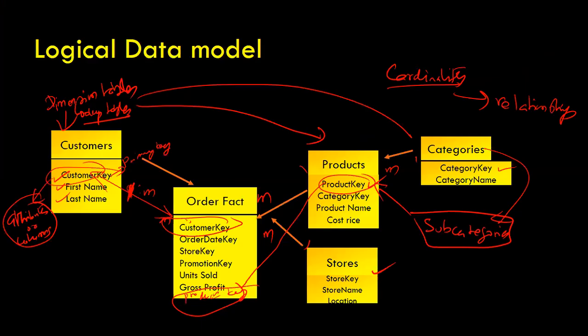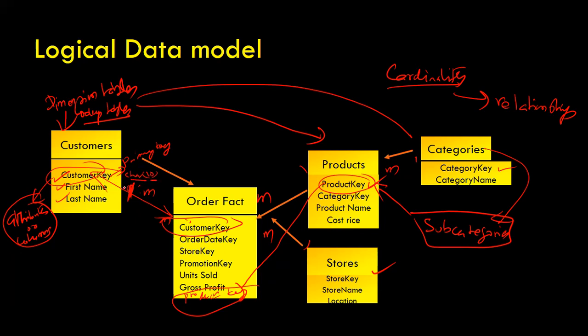The next one is, after the logical data model, we have something called the physical data model. In the physical data model, we create all the tables in a database. It is something similar to this one, but here the data type will be there. What is the customer key? Customer key is something like a char type, and the length of the customer key is 10. So we define the data type and the width of each column, right?